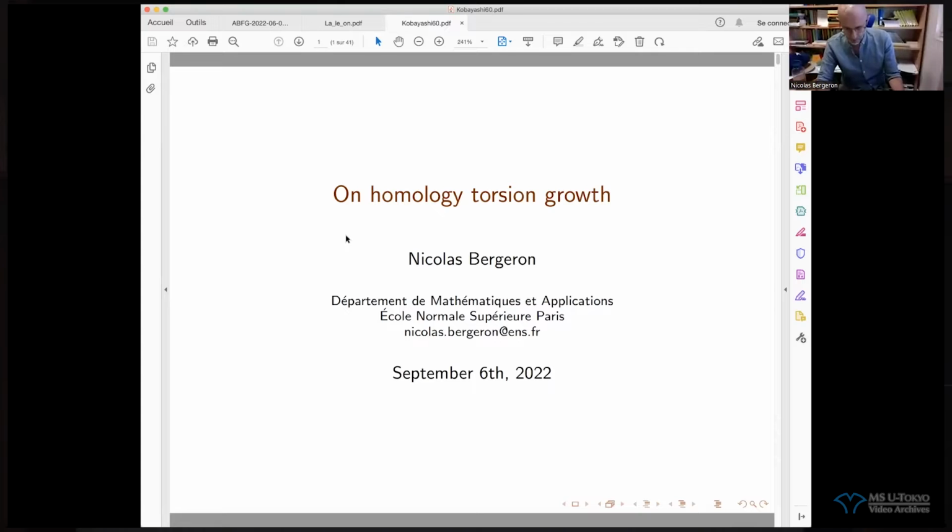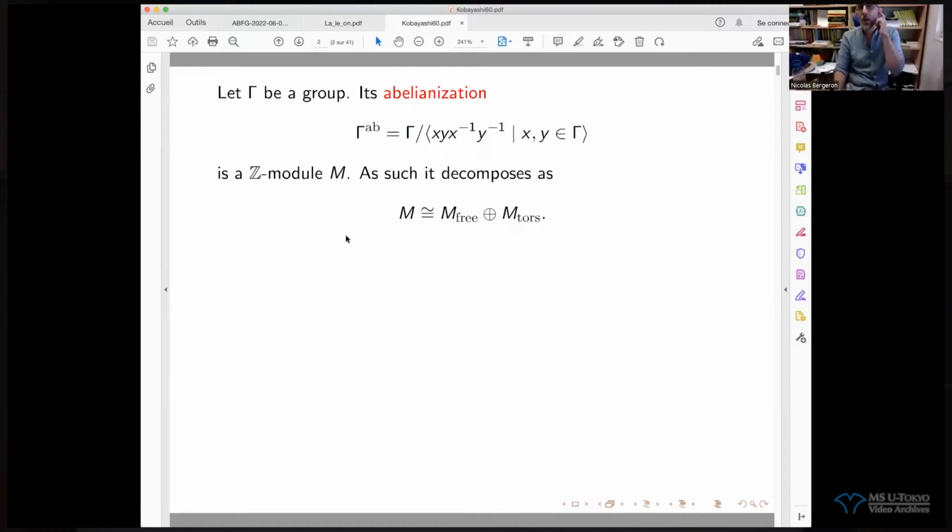So I will talk on homology torsion growth. It's harder to capture through analytical methods. So I will use mostly very soft tools. But first, let me state the problem and start, before even talking about homology, with a simple question about just abelianization, which most of you must know is related to H1.